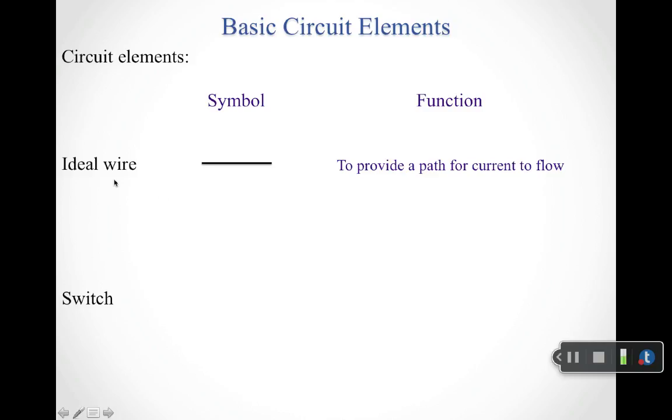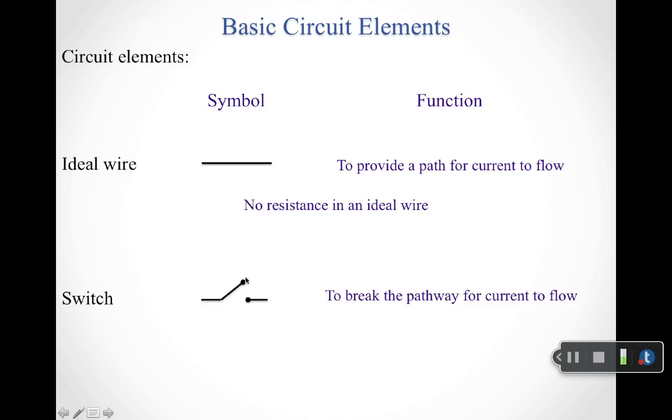An ideal wire basically is just going to be a line. Its point is simply to provide a path for the current to flow. There's no resistance in an ideal wire. So obviously the ideal part here is the fact that we're going to care about wires that don't have resistance. If it does have resistance, we're going to call it a resistor.